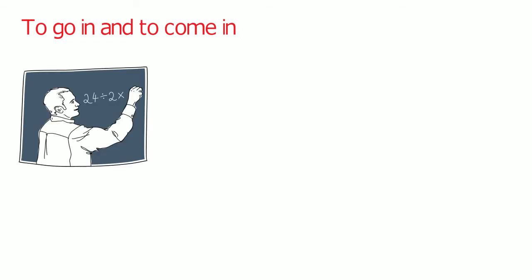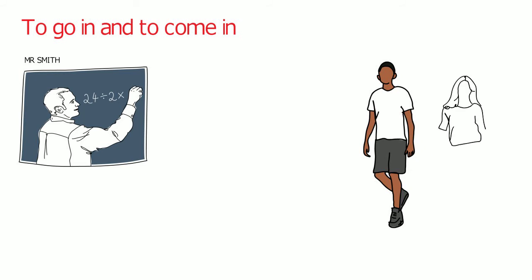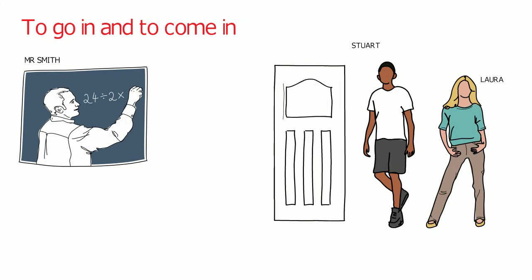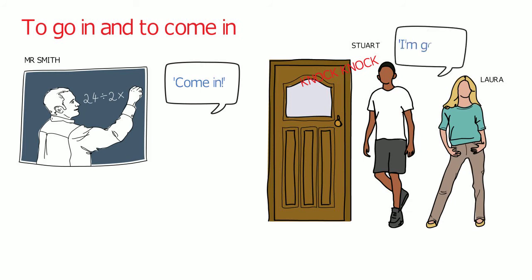Now let's look at two other phrasal verbs: to go in and to come in. This is Mr. Smith. Mr. Smith is a maths teacher. Here are two of Mr. Smith's students, Stuart and Laura. They are late for class. Stuart knocks on the classroom door. Mr. Smith says, "Come in." Stuart then says to Laura, "I am going in." Why does Mr. Smith say "come in" and then Stuart say to Laura, "go in"?